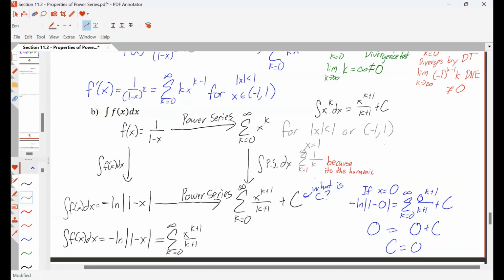If x equals -1, then our series is -1 to the k over k for k equals 1 to infinity, doing that same switch of start this at 1 and remove the plus ones. This is the alternating harmonic, and the alternating harmonic converges.